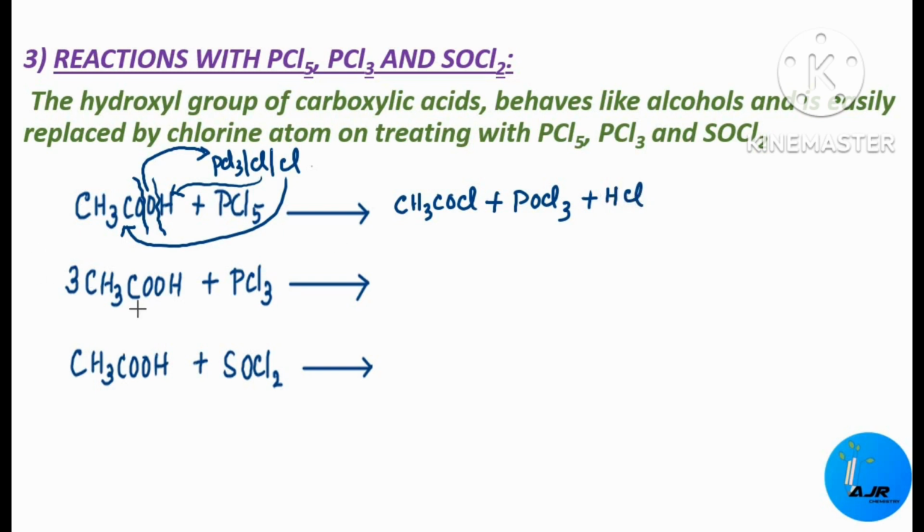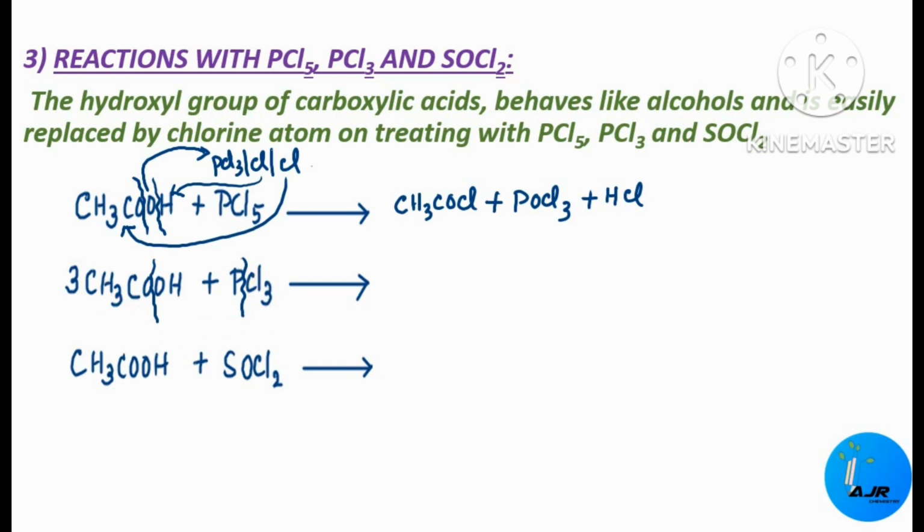Now let us see how this reaction takes place with PCl3. That is acetic acid, 3 molecules of acetic acid combines with phosphorus trichloride. Okay, how here? Here this breaks. Okay, and here also this breaks. Now here we are having 3 molecules, is it not? And here we have 3 chlorine atoms. So this chlorine will be combining with this.